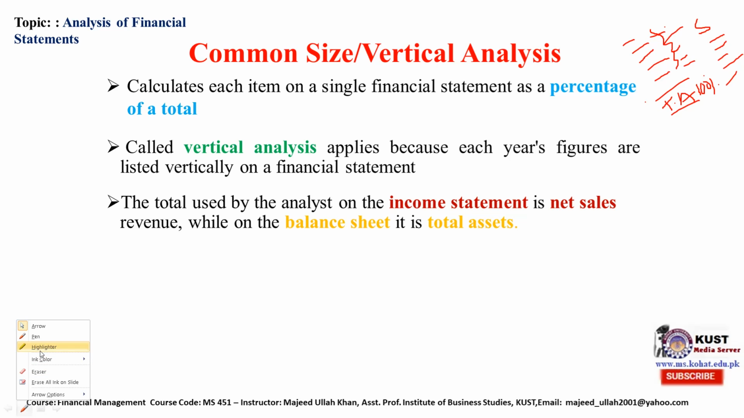Total, what is this total? This total, used to analyze the income statement, is net sales or revenue. That should be considered as the total, as I told you earlier. Sales will be considered 100%, and then each item will be expressed as a percentage of these sales. While on the balance sheet it is total assets.